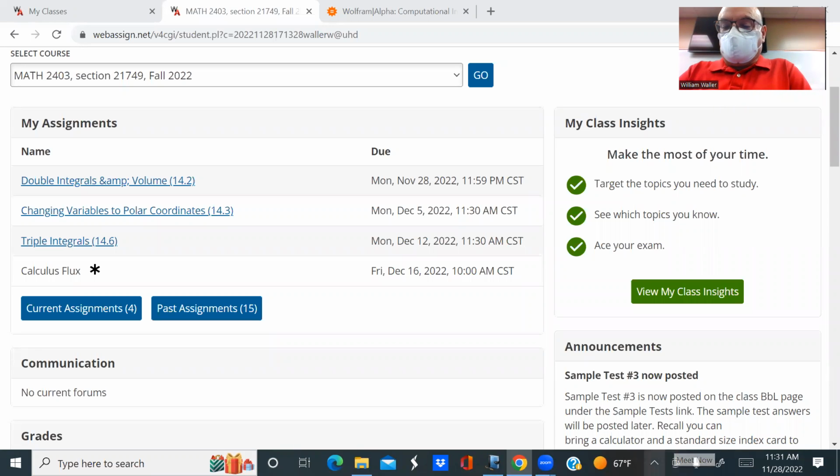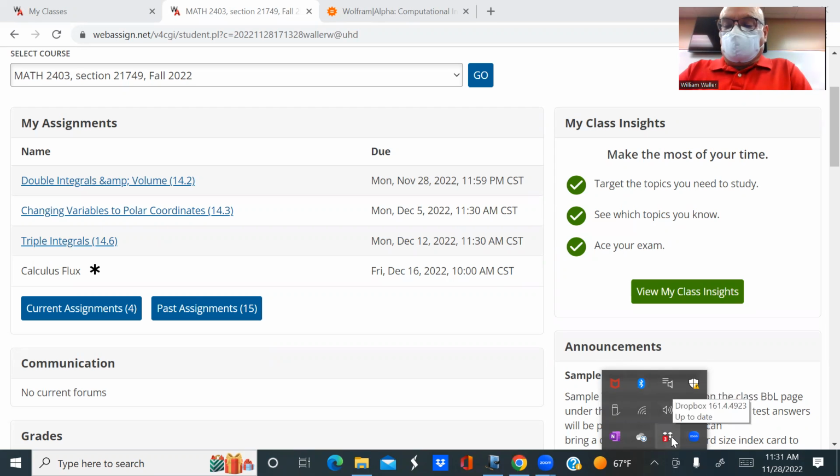Make sure my... I was having battery issues this morning, so I'm making sure we didn't get cut off in the middle of this.